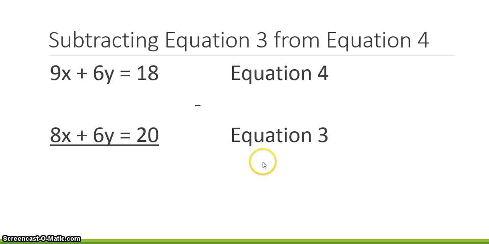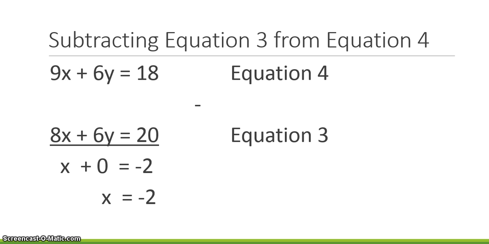Let's see how this works. I'm going to take my new equation 3 away from my equation 4. And I have 9x minus 8x gives me 1x. 6y minus 6y gives me 0. And 18 minus 20 gives me negative 2. So x is equal to negative 2.